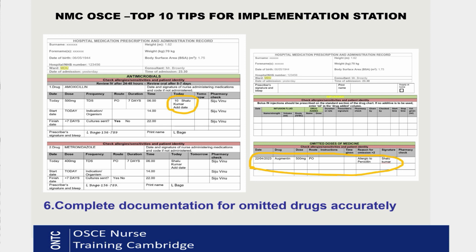Tip number 6. Now we're going to come to the documentation, which is a really important part and a very common fail for your implementation station. Number 6 is complete documentation for omitted drugs accurately. If you decide to omit a drug as you're reading through your drug chart, it's due at your time, but for whatever reason you have decided to omit that drug, then document it straight away. Don't leave it to the end, you will forget. So document it straight away, put your omission code, and put your signature and date.